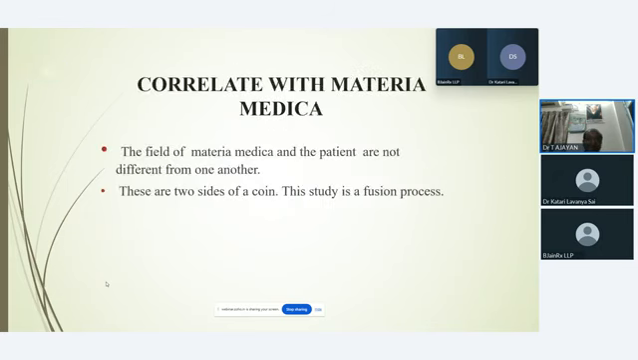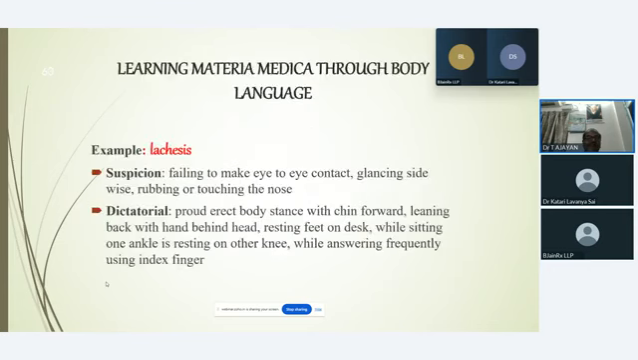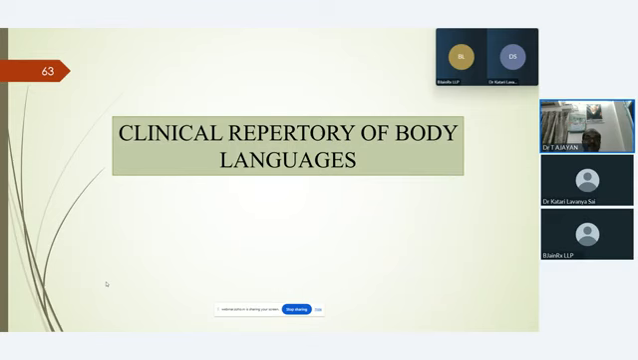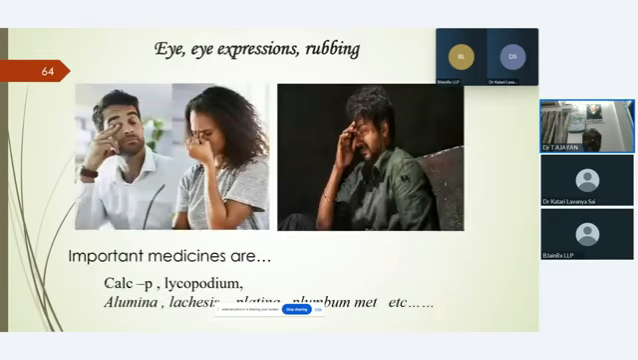Look at the importance of observation in remedy selection, and I would like to correlate it with the materia medica. In the field of materia medica, the patients are not different from another; there are two sides of a coin. Look here, a Lachesis patient is always excited, inquisitive, constantly asking questions, loquacious. Appearance wise we are able to work out, body language wise, look at the eye expression, rubbing always.